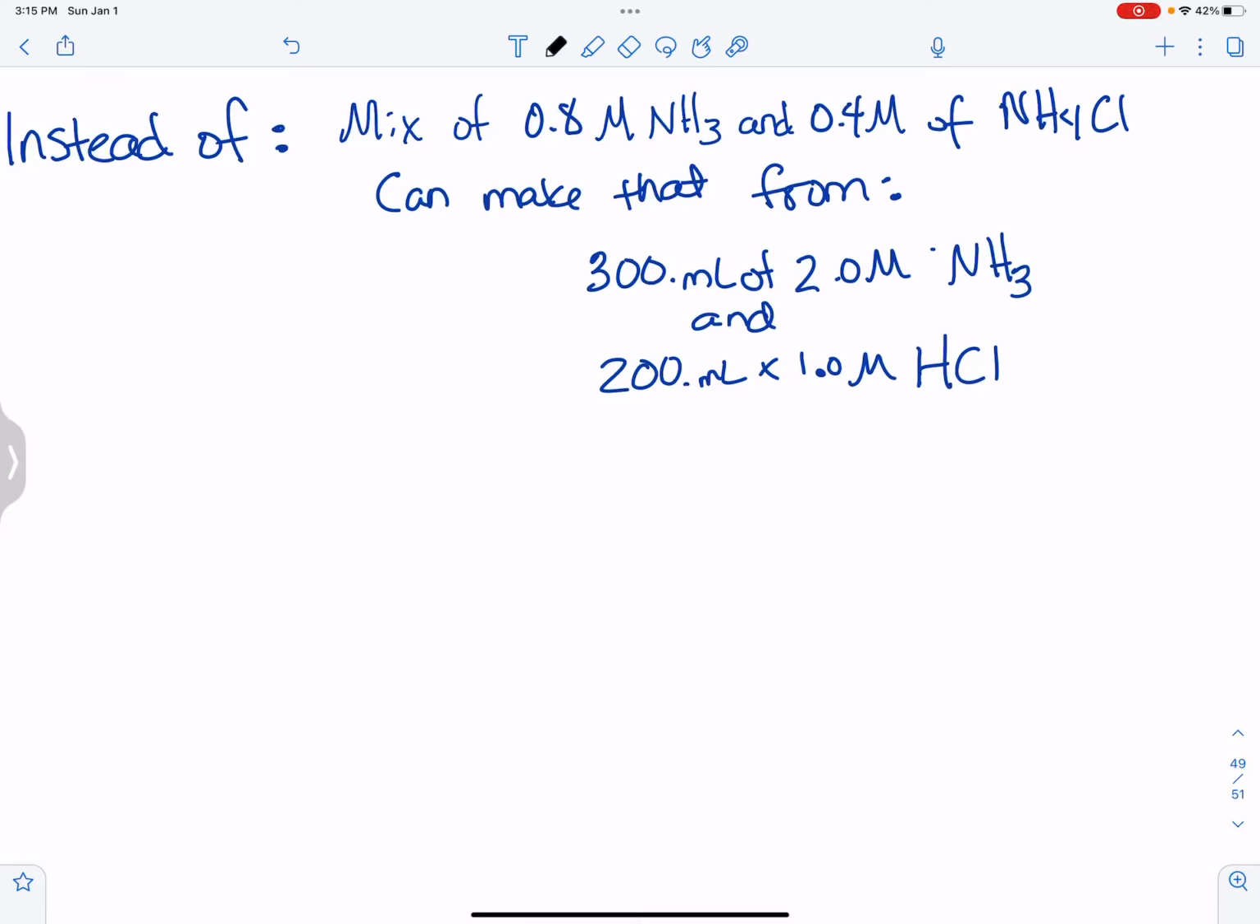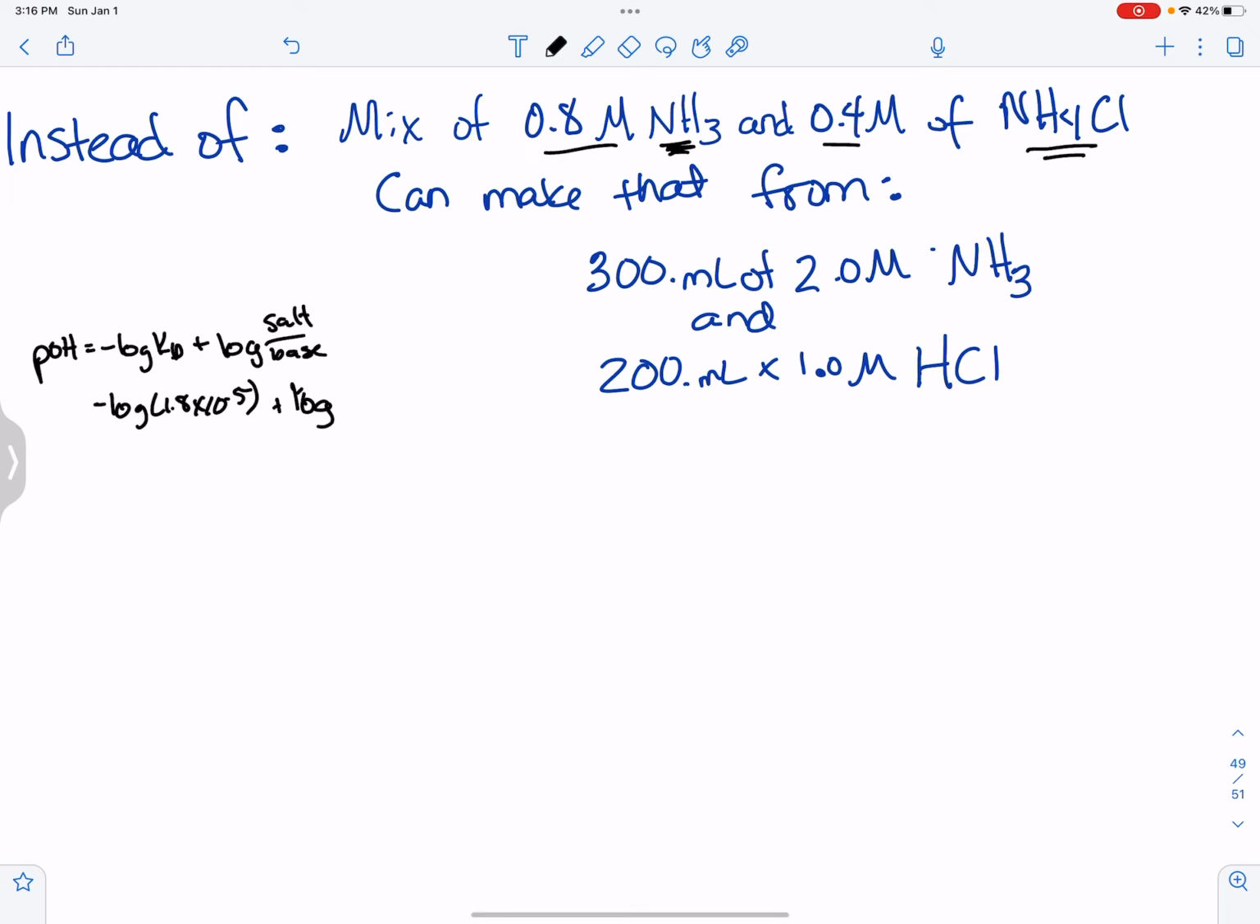So before, what we did was we just took the numbers from the equation. We even bypassed the ICE chart, and we just said that, in this case, this is a base. So the pOH was equal to the negative log of the Kb plus the log of the salt over the base. And we just plugged those numbers in. We looked up the Kb. We found that it was 1.8 times 10 to the minus fifth. When you look it up, that's what you'll find for the NH3 Kb. And then the log of the salt, so 0.4 over 0.8, and that's how you get your pOH. So that's what we were able to do before.